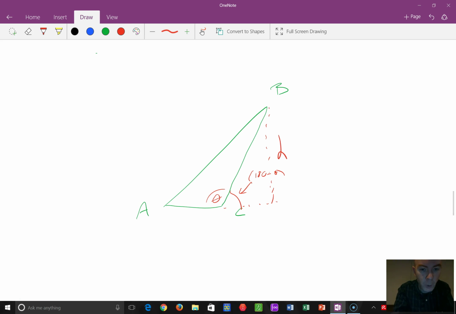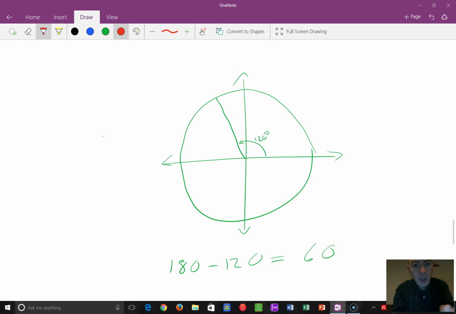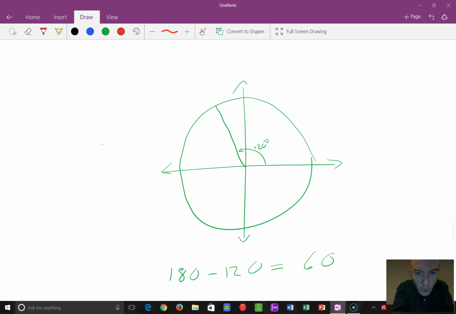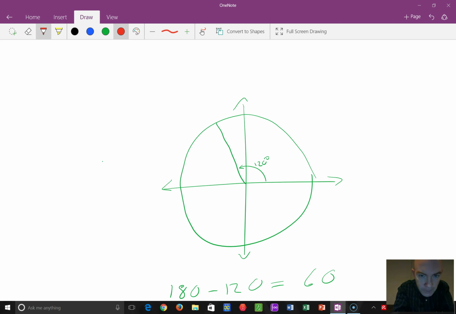So we're still working with sine of theta, but excuse me, we're not working with sine of theta just yet, but we are, and here's why. We're working with sine of 180 minus theta. Now, if you think back to your unit circle, let's look at the angle 120 here for a moment. If I take the sine of 120 degrees, that's going to give me my height.